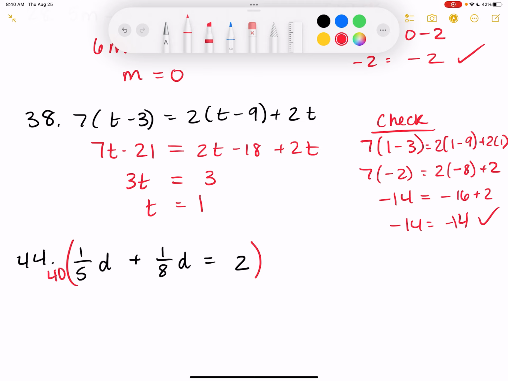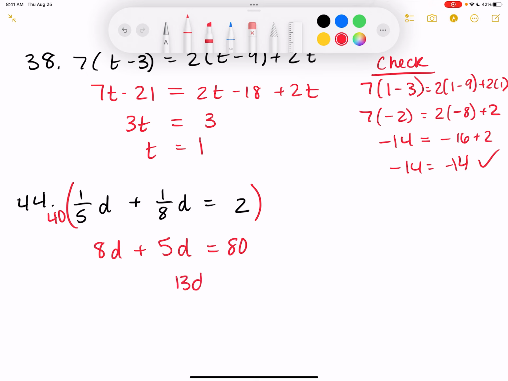Okay, so the 40 and the 1/5 will cancel down to give me what? 8d plus 40 and the 1/8 cancel to give you 5d, and then equals, and then you have to remember to do the 40 times the 2. I've seen a lot of people say, oh, I like this method, but then they only do it to one side. Well, it doesn't work if you only do it to one side. So then you would get 80 on that side. Then you have 13d equals 80. And then d equals 80 over 13.